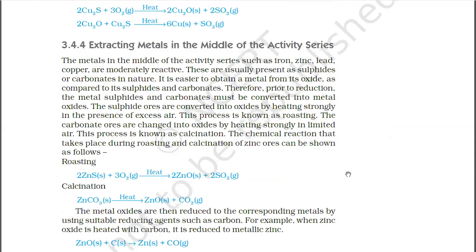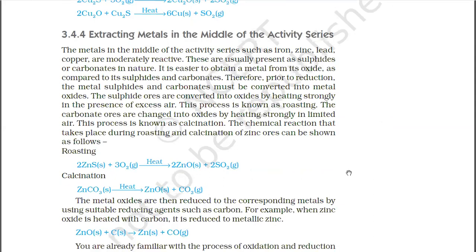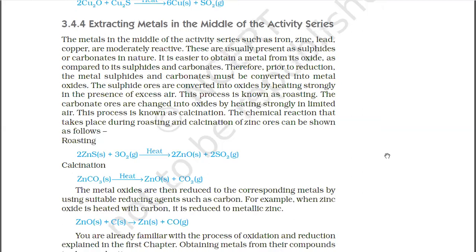These are usually present as sulfides or carbonates in nature. It is easier to obtain a metal from its oxide as compared to its sulfides and carbonates. Therefore, prior to reduction, the metal sulfides and carbonates must be converted into metal oxides. The sulfide ores are converted into oxides by heating strongly in the presence of excess air. This process is known as roasting.